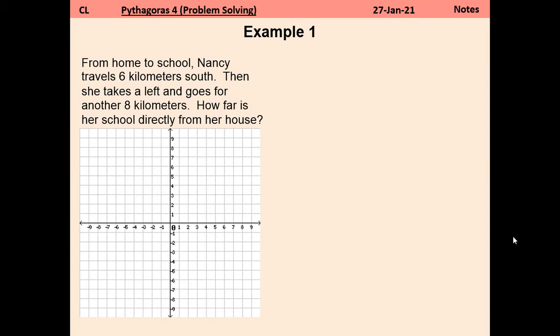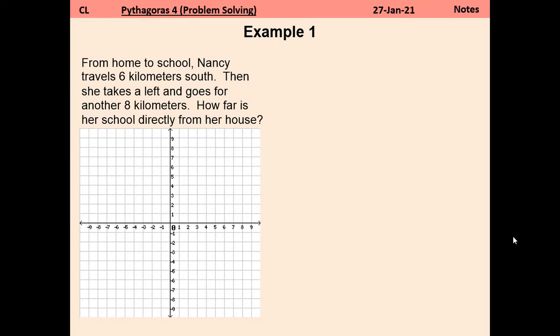Now for this video, Pythagoras part 4, you'll be learning how to do problem solving from worded problems. So sometimes they may not give you a triangle, they expect you to read a worded problem and draw a diagram yourself and then solve to work out the missing side. So let's look at this example here.